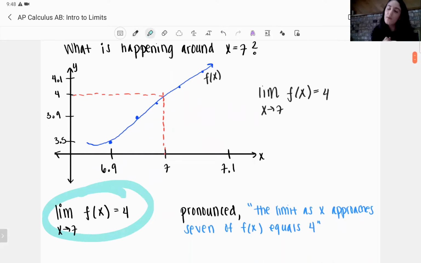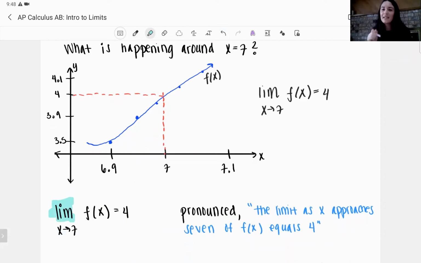So this is the limit we just solved for. And I just want to talk about the notation. So this part right here, lim, that means limit. And then this part right here, the x, tells you which x value we're interested in. So this right here is saying, hey, the x value I want you to investigate at is x equals 7.